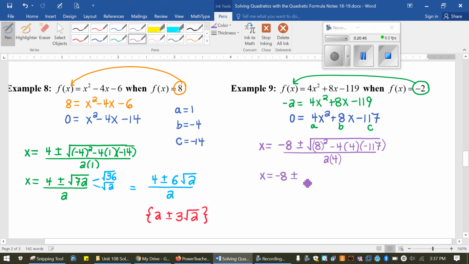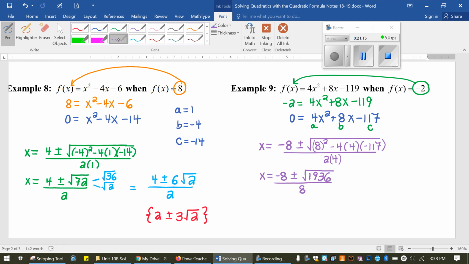So underneath my square root, if we type in 8 squared minus 4 times 4 times negative 117, what we should get is 1936, all of that over 8. Before you start to try and break this down and make a factor tree on it, go ahead and substitute this into your calculator. Type in the square root of 1936. If you do that, what you're going to find out is it's a perfect square of 44.